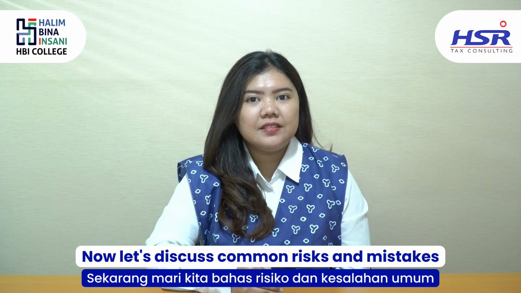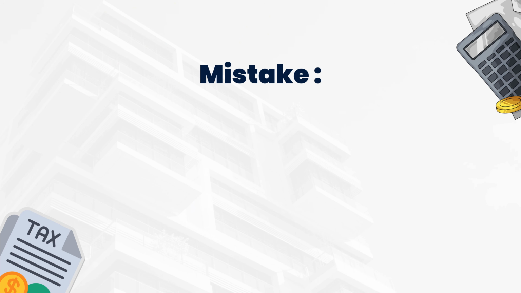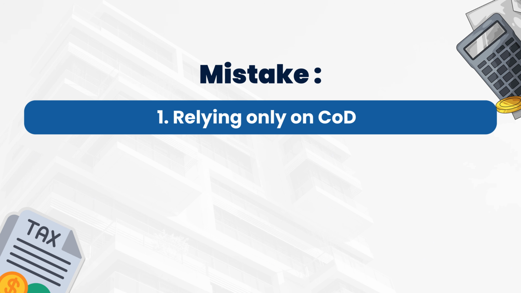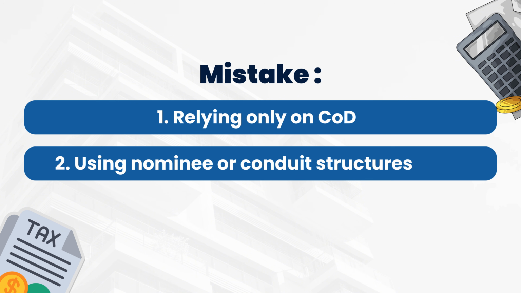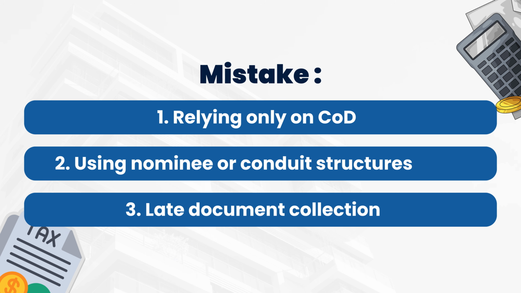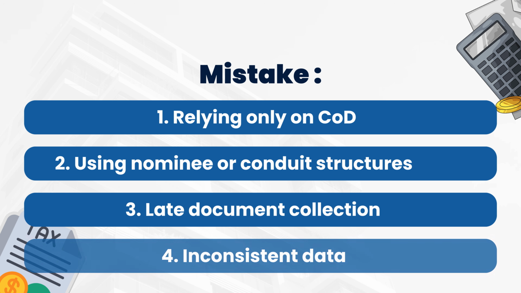Now, let's discuss common risks and mistakes. Mistake 1, relying only on COD. Many taxpayers think COD is enough. It is not. Mistake 2, using nominee or conduit structures. Even if legally valid, they may fail the beneficial ownership test. Mistake 3, late document collection. Documents must be ready before withholding. Mistake 4, inconsistent data. Different names, addresses, or countries across documents can trigger rejections.